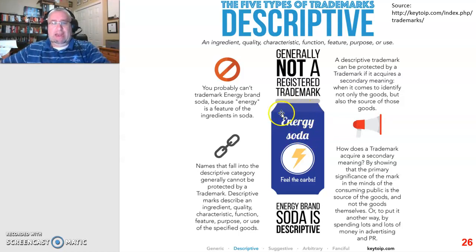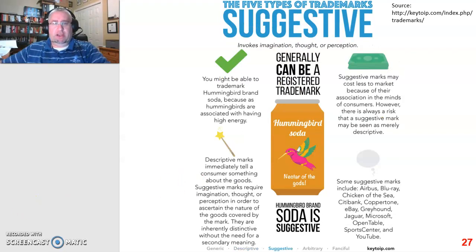And so anybody who makes soda could describe their soda as an energy soda, and so this descriptive trademark is not particularly good. Whereas hummingbird soda, hummingbirds are animals that exude an enormous amount of energy. So even though you're not using the word energy, you're sort of referring to it through thought and imagination. This likely will be accepted by USPTO because it's more of a metaphor than it is an actual use of a word that's descriptive of your product.